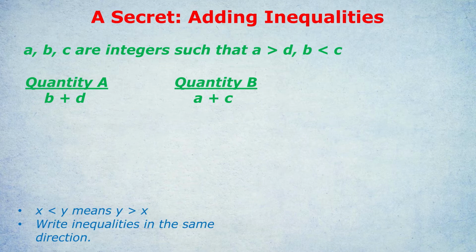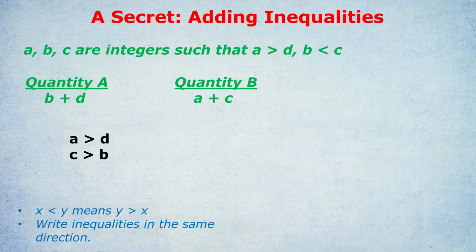You are allowed to add inequalities as long as the signs are facing in the same direction. We wouldn't be able to add straight away. So if we added these two inequalities, you can't get A plus B is greater than D plus C or something, because the signs are not in the same direction. But B is less than C is the same thing as C is greater than B. Or as I've written down here, X is less than Y means Y is less than X. So we can flip one of the inequalities so they're facing the same way.